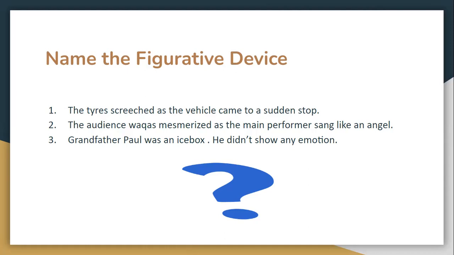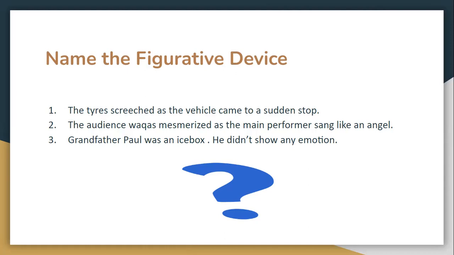So the first sentence: the tires screeched as the vehicle came to a sudden stop. All right. Now, this is a perfect example of onomatopoeia. An onomatopoeia is where the word mimics the sound, or some persons say the sound mimics the word. And the word in question here is screeched. And when we hear the word screeched, we can actually hear the tires as the vehicle comes to a complete stop. Then we move on.